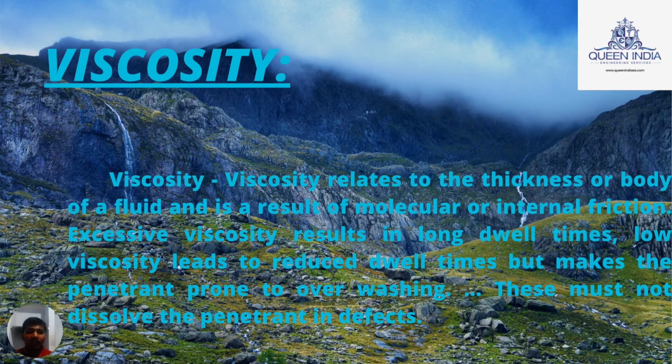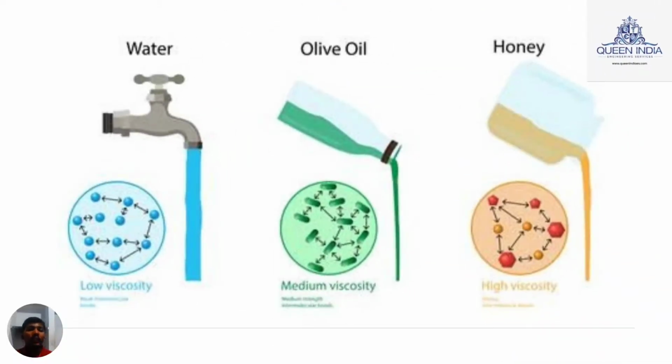Viscosity. Viscosity relates to the thickness or body of a fluid and is a result of molecular or internal friction. Excessive viscosity results in long dwell times. Low viscosity leads to reduced dwell times but makes the penetrant prone to overwashing. This must not dissolve the penetrant in defects. This is the example of viscosity. Water has low viscosity, olive oil has medium viscosity, honey has high viscosity.